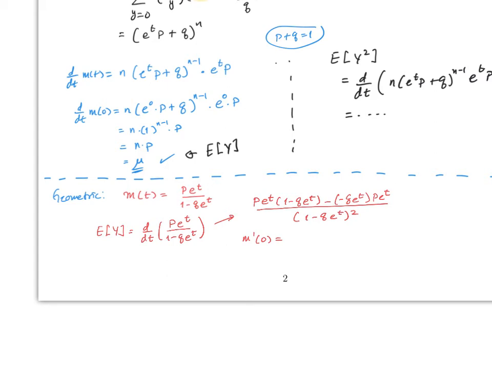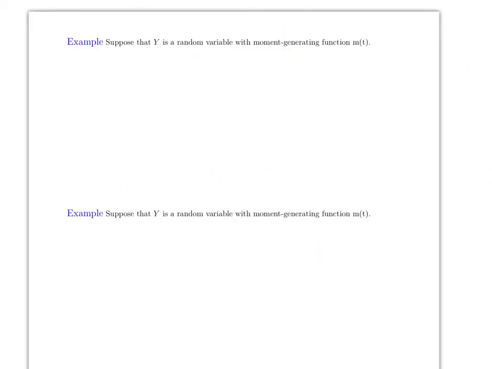notice here that on the top, this will cancel with this one. So you will have left p e to the t on the top, and the bottom is 1 minus q e to the t squared. So if you plug in 0, it will be p over 1 minus q squared. But remember that 1 minus q is the same thing as p, so this is p squared, so it will be 1 over p. Which is exactly the expected value.